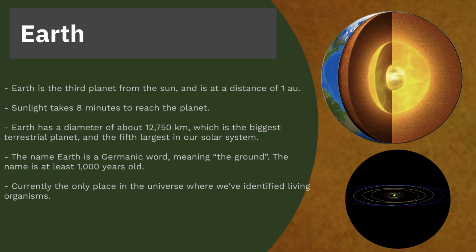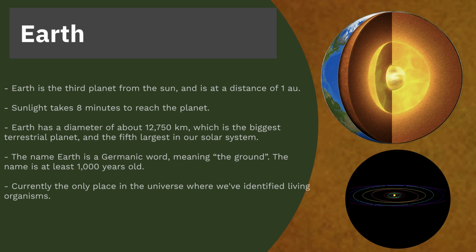Earth. Earth is the third planet from the Sun and is at a distance of exactly 1 AU away. It takes about 8 minutes for sunlight to reach our planet. With a diameter of about 12,750 kilometers, it is the biggest terrestrial planet and the fifth largest in our solar system.